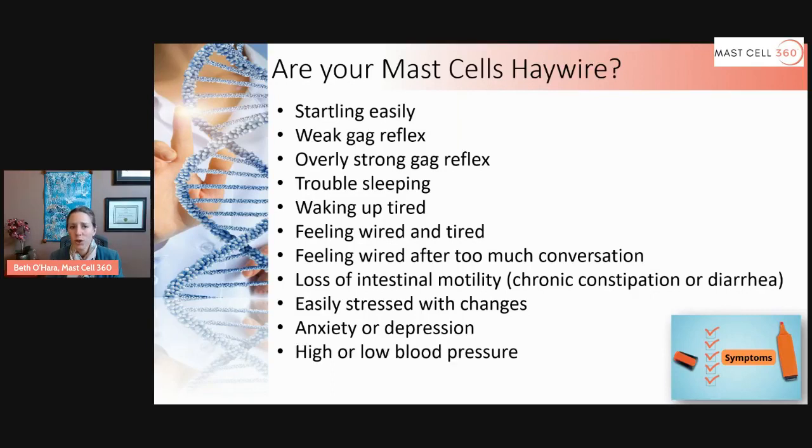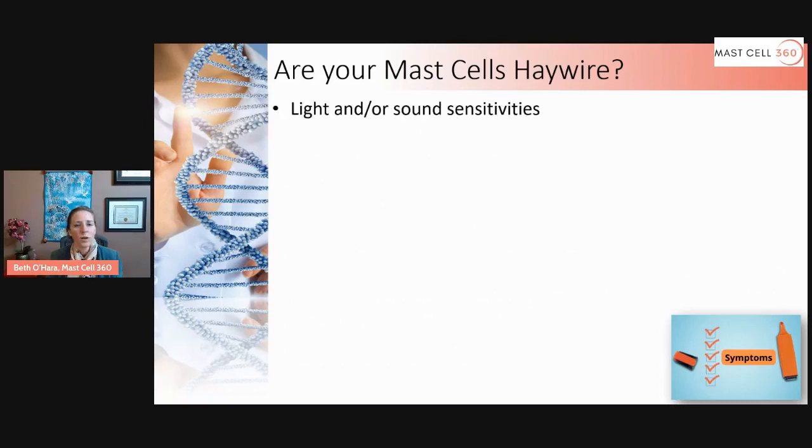High or low blood pressure? So we've got a few more of these, so I'm going to give this just a moment so you can finish totaling your score on this page. And then we'll go to the next one. You can always, these are recorded, you guys, so you can go back and listen to it again if you need to. Do you have any level of light or sound sensitivity?